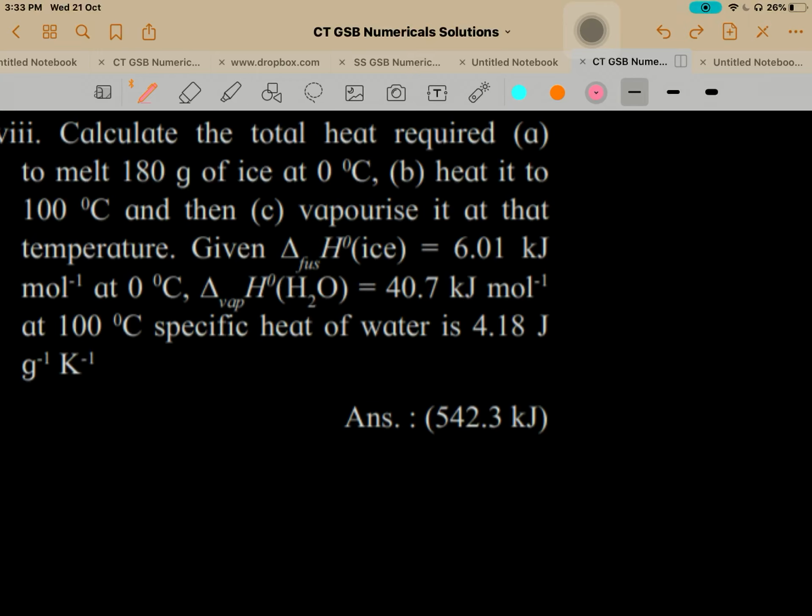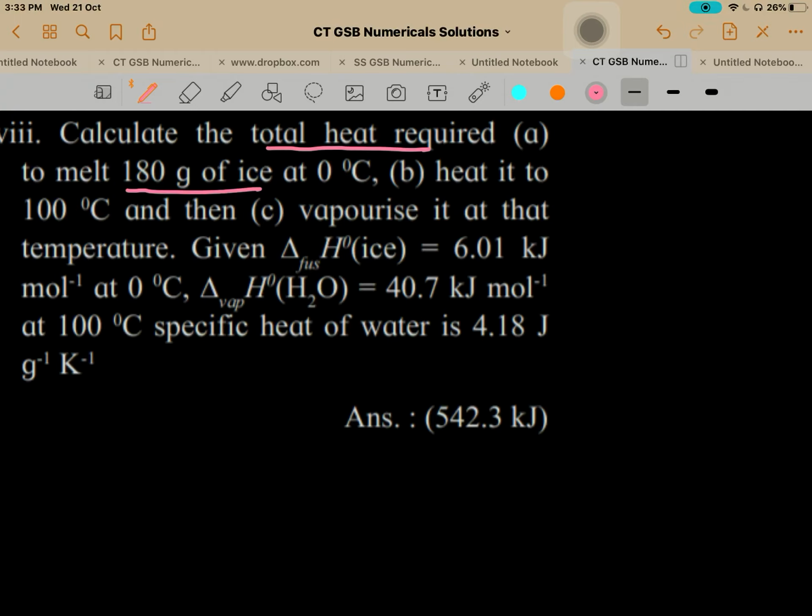Yeah, see these questions, beautiful question, students, from thermodynamics. Calculate the total heat required to melt 180 gram of ice. So what they have given is 180 gram of ice at 0 degree. Okay, so we have to calculate the total heat. So there are three parts in that. First part is you're melting 180 gram of ice at zero.